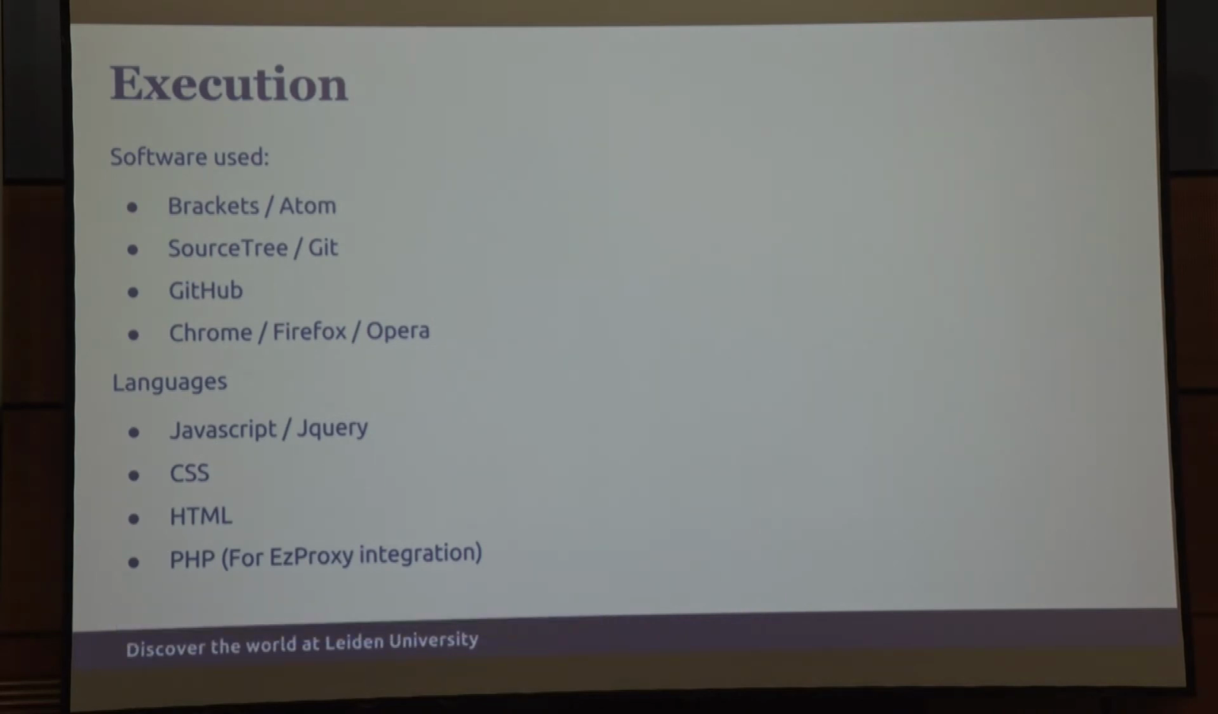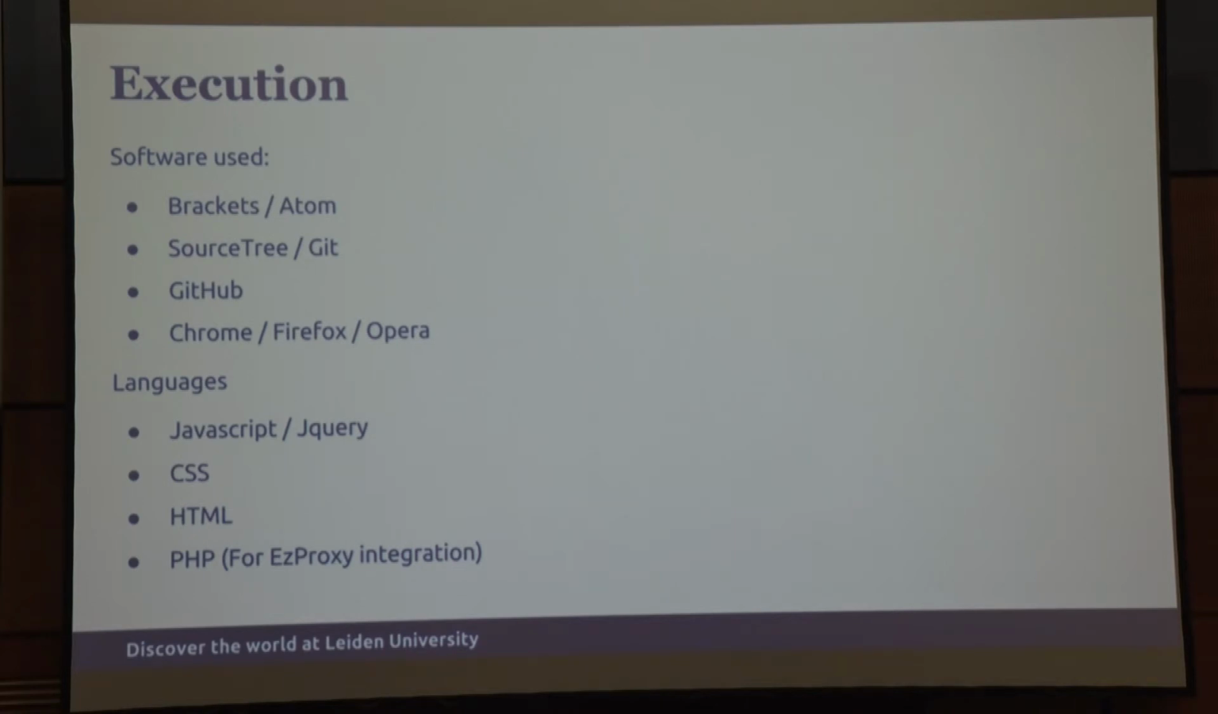So what did we use? Again, it was the two of us. I prefer Brackets because I like front-end developing more, and my colleague used Atom to write the code, SourceTree and Git overall to keep track of the mess that we were making with our code. GitHub is where we upload all our versions. And obviously Chrome, Firefox, and Opera, we use them to test our plugin. We use JavaScript and jQuery, CSS and HTML, so nothing special.